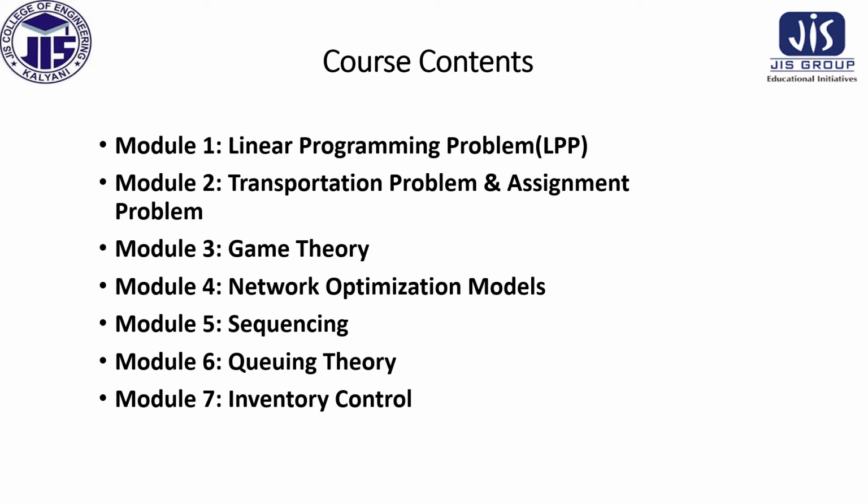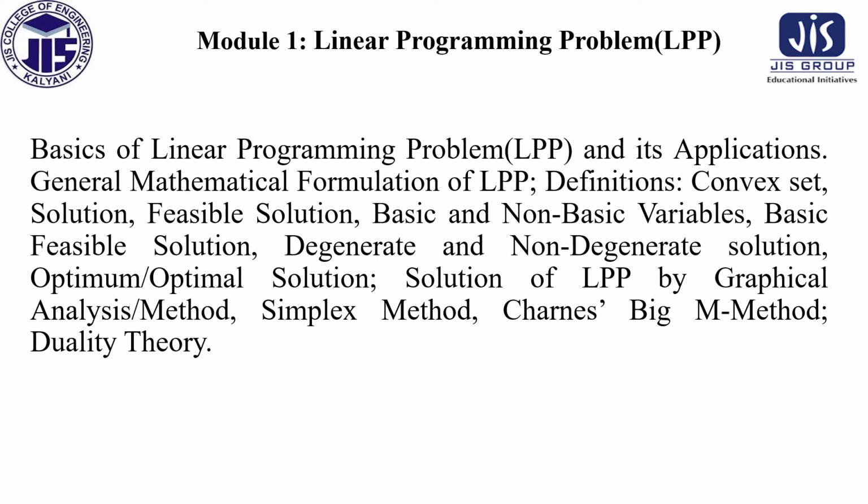These are the course contents of the subject Operations Research. So 7 modules are there. Module 1 is for linear programming problem, LPP. Module 2: transportation problem, assignment problem. Module 3: game theory. Module 4: network optimization models. Module 5: sequencing. Module 6: queuing theory, and Module 7: inventory control. So today we will discuss one topic from Module 1. These are the topics present in Module 1.